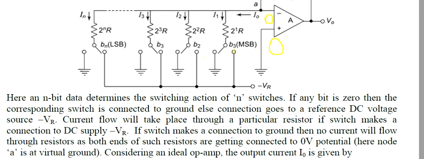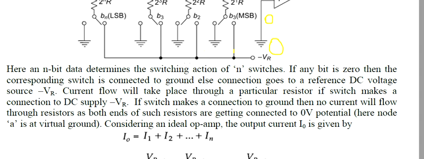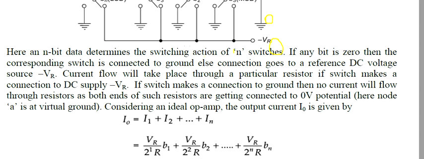So this is the circuit diagram of the weighted resistor type DAC and the equation for I0. Then I0 is represented by VR by R into B1 into 2⁻¹ plus B2 into 2⁻² etc. up to Bn into 2⁻ⁿ. Okay, this is the equation for current.